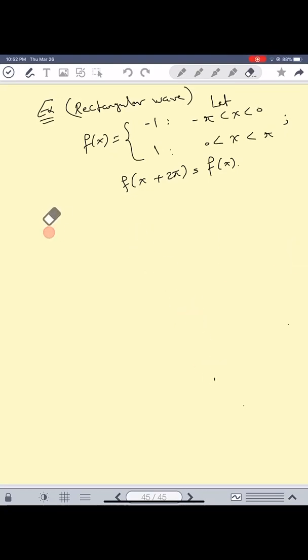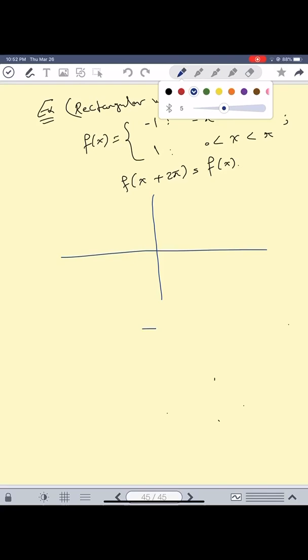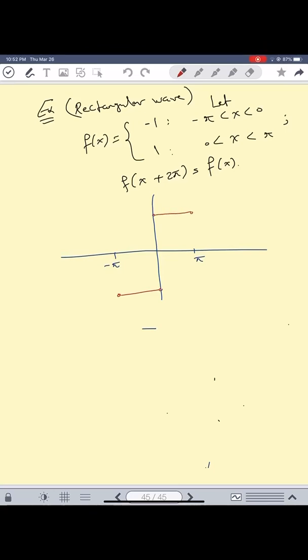Why is it called rectangular wave? Because if you draw the function, so this is minus pi, this is pi. So between minus pi and 0, it's -1, sorry. Then between 0 and pi, it's +1. It's like this. Again, we don't care, in all applications of the Fourier series, what happens at the endpoints.